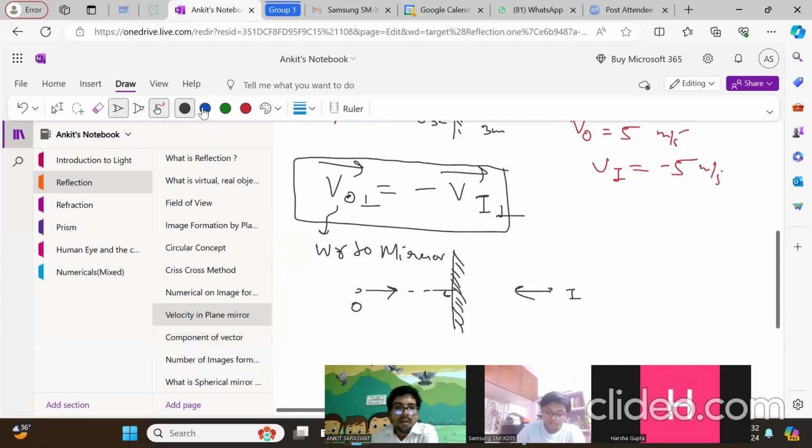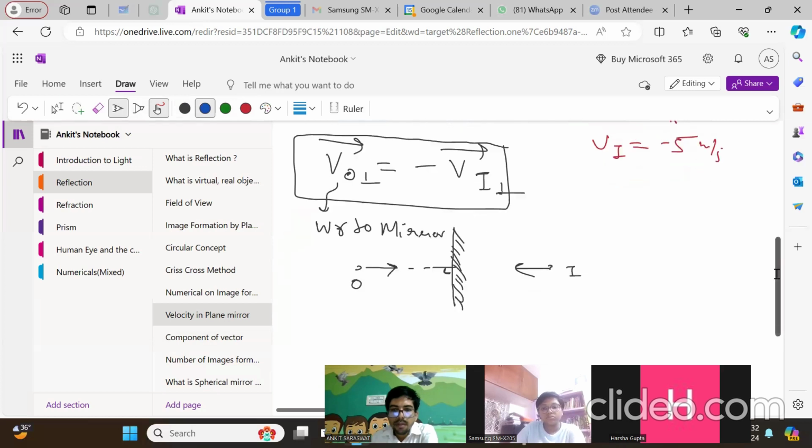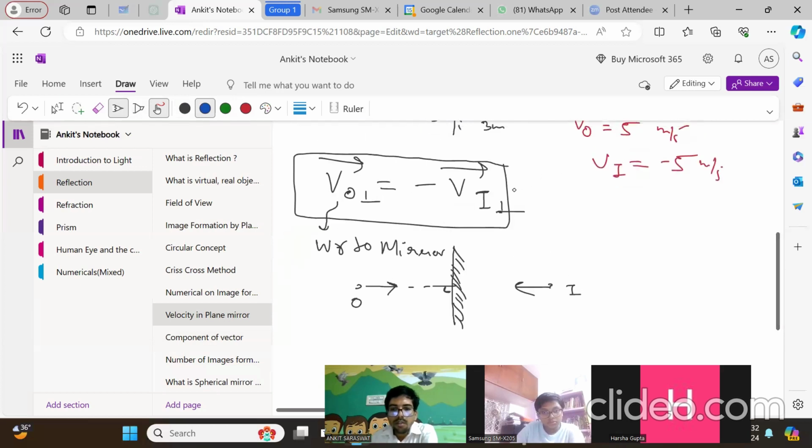Okay. Now in some cases, for example, this formula, write down this formula here. You can write: mirror is at rest.